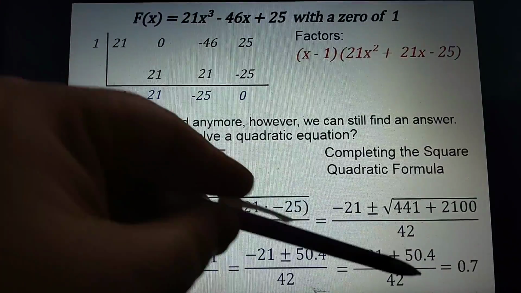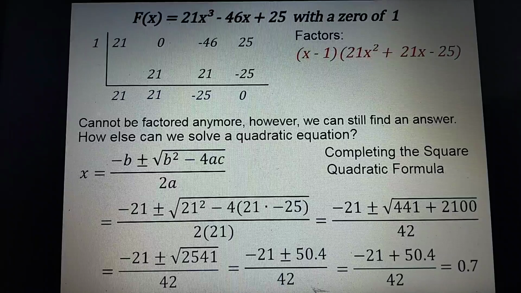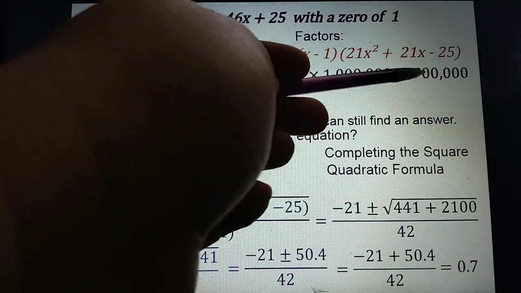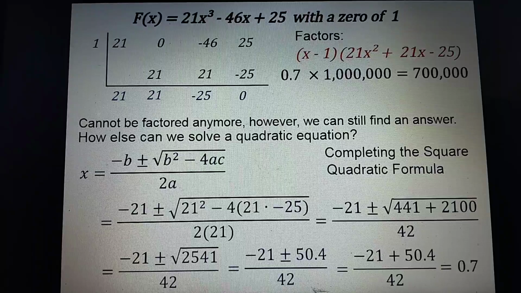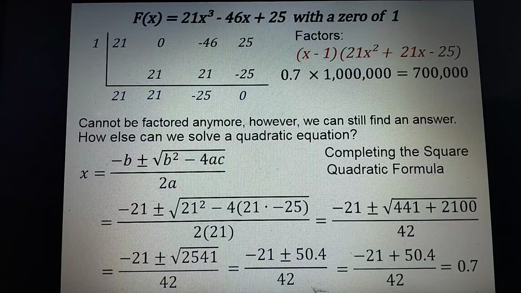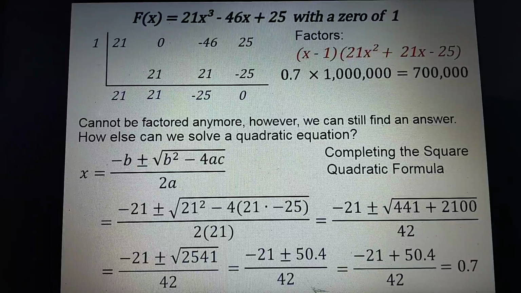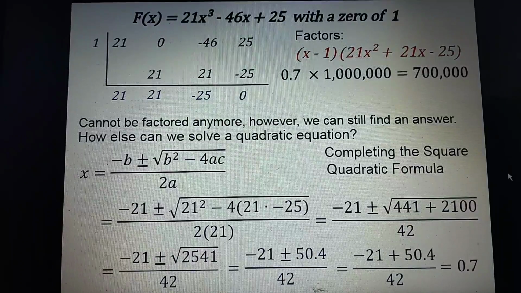Now this is 0.7 million. So you have to take the 0.7, multiply it by 1,000,000 to tell you how many shoes they're going to make. So instead of making 1 million shoes, they're going to make 700,000 shoes, but still be able to make the $25 million profit.